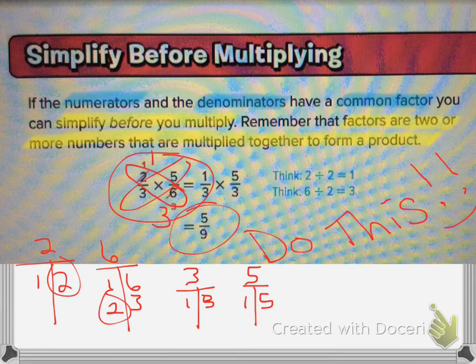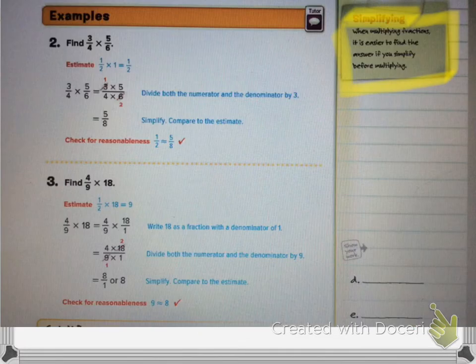And we could triple check and make sure that nothing else can go into those and that it is in its simplest form. 5, we have 1 and 5. 9, we would have 1, 9. And 3 times 3. Nothing but 1 can go into them. So we know that it's in its simplest form.